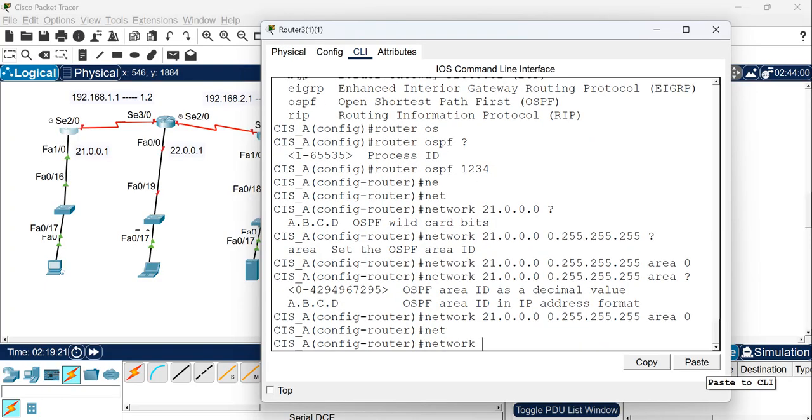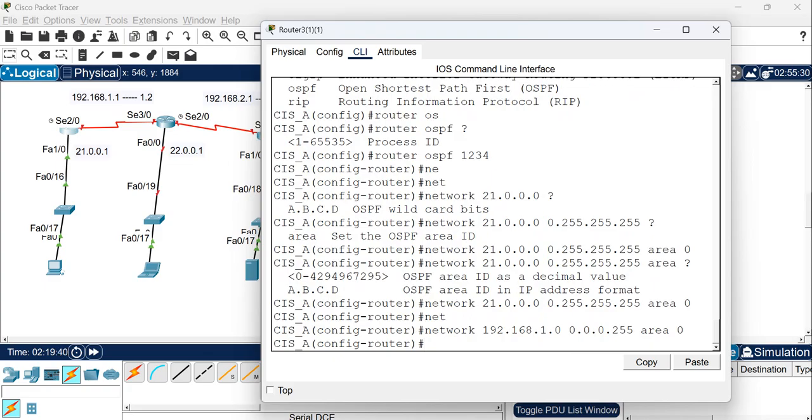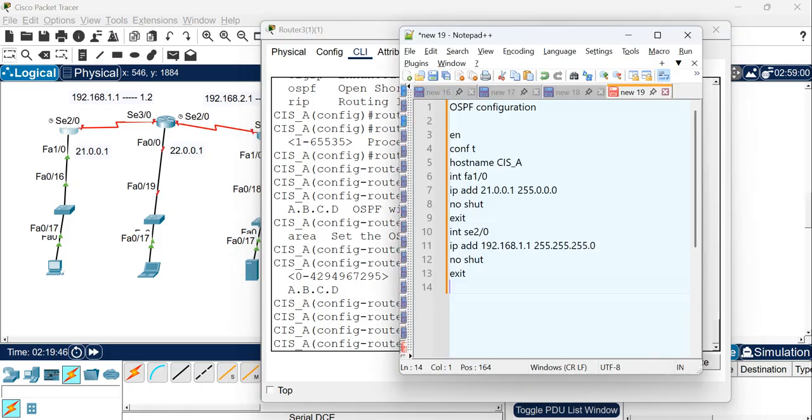Which network is physically connected? 192.168.1.0. What is the wildcard? By default it is class C, so the subnet mask is 255.255.255.0. So what is your wildcard? 0.0.0.255. Clear? And which area does it belong to? Area 0. We should write the word area, followed by the value. Clear? So I'm going to do the same over here.